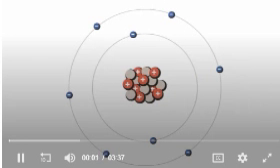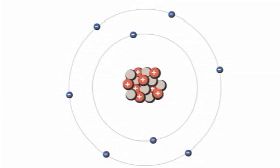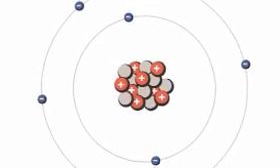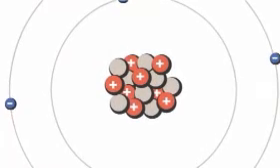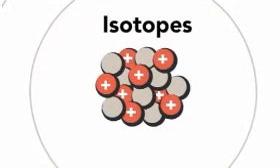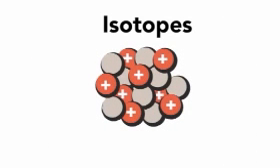Atoms of all elements are exactly the same, right? Well, not exactly. All atoms of a given element have the same number of protons and therefore the same atomic number. However, most elements have more than one isotope. Isotopes are atoms of an element that have the same number of protons, but different numbers of neutrons. That means they have the same atomic number, but different mass numbers. The chemical properties of the isotopes of a given element are essentially the same.